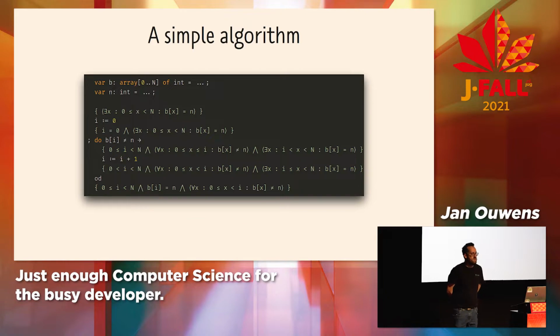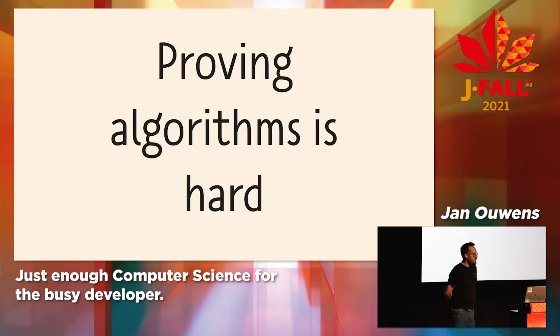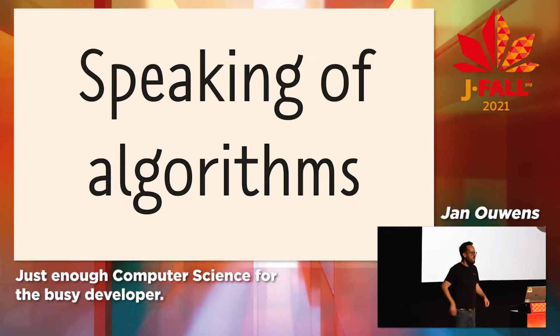So this is what computer science looked like for me. We had to do it with pen and paper, and this was kind of what it looks like. And you can forget about all of that. I mean, proving algorithms is hard, and almost nobody ever does that, and there's actually a good reason for it, which I'm going into next.